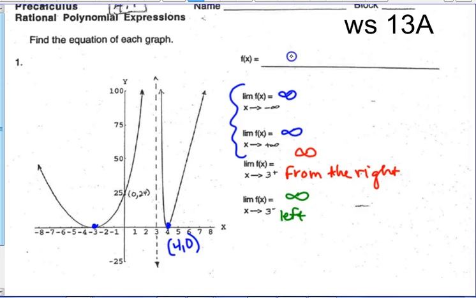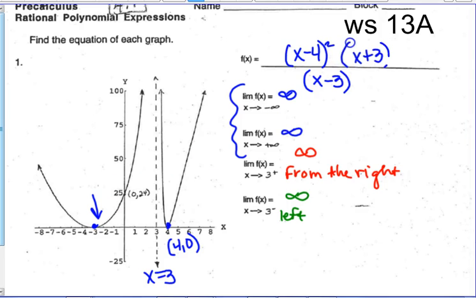Numerator or denominator? Go ahead. Okay, look here. This is x equals 3. Is that a vertical asymptote? So Basma says that x minus 3 is in the denominator. Everybody agreeing with her? Yeah. Okay. What else you got, Riley? X plus 3 multiplied by 2. So there's another 0 over here at negative 3. So there's an x plus 3 in the numerator because it's a 0. And it's also squared because it's bouncing.